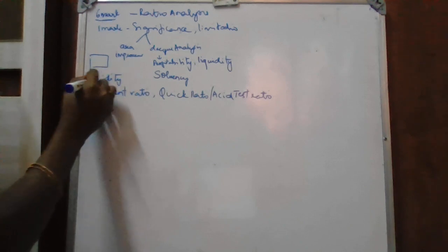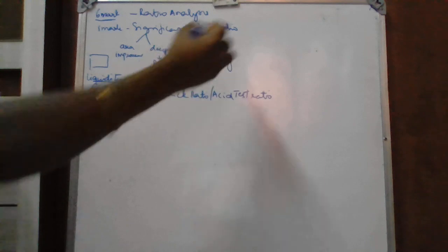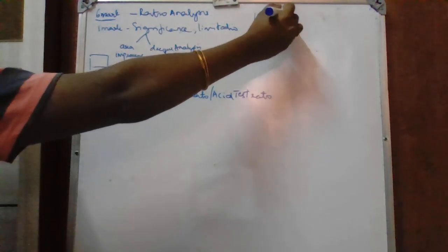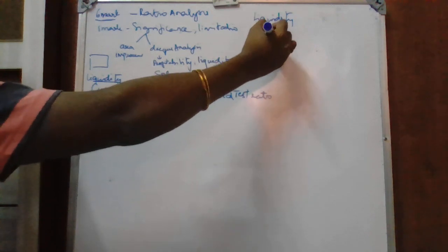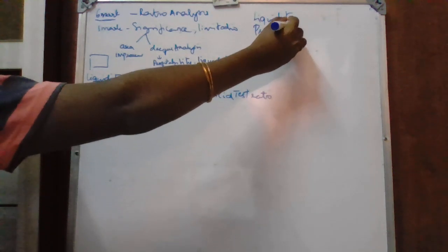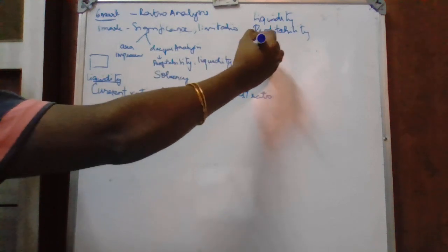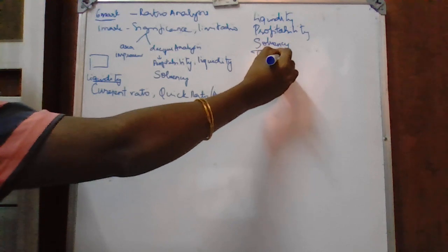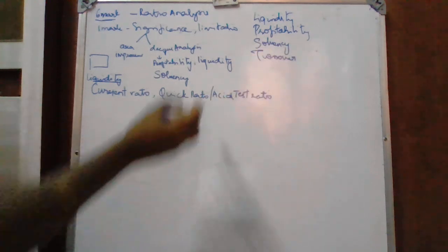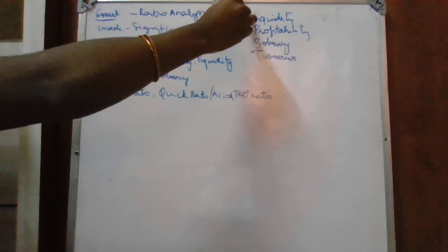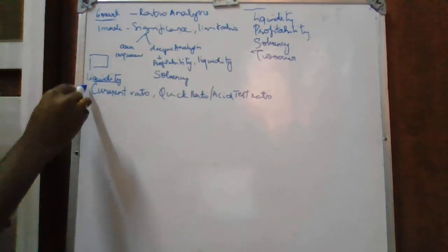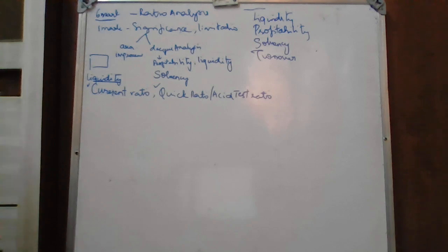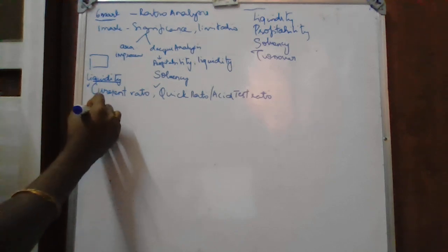There are various ratios. One among them is liquidity. We have liquidity, we'll have profitability, we'll have solvency, and we'll have turnover ratios. Among these, first, if they tell you to find out the liquidity ratios, you have to find current ratio and quick ratio. Current ratio, what is the formula?